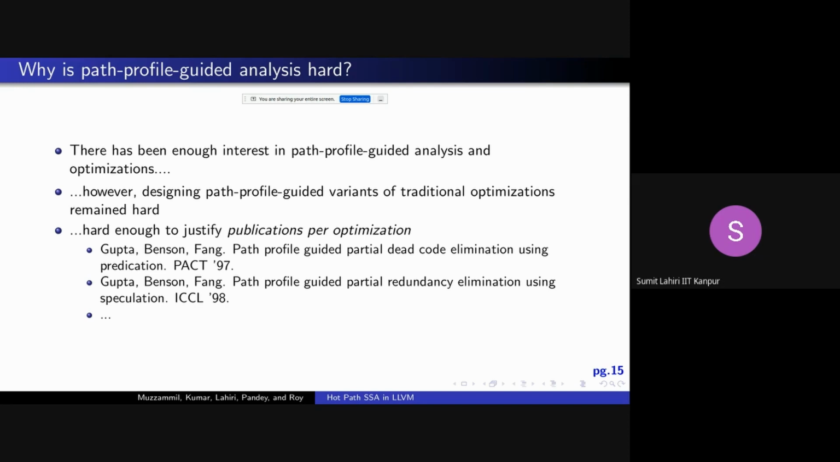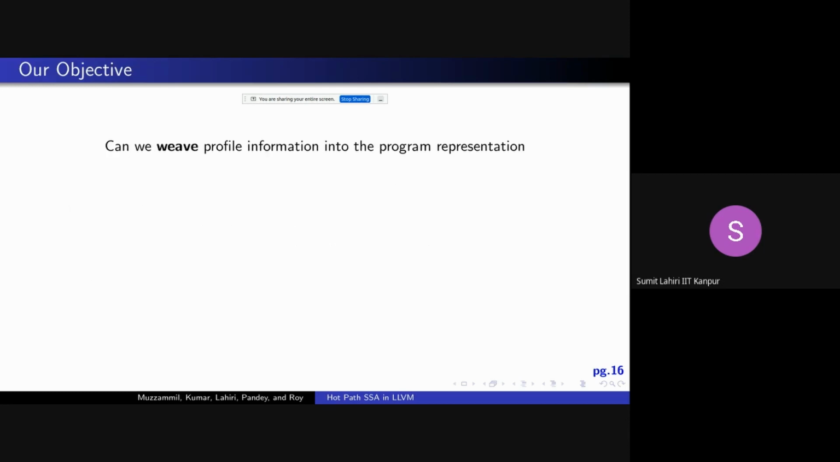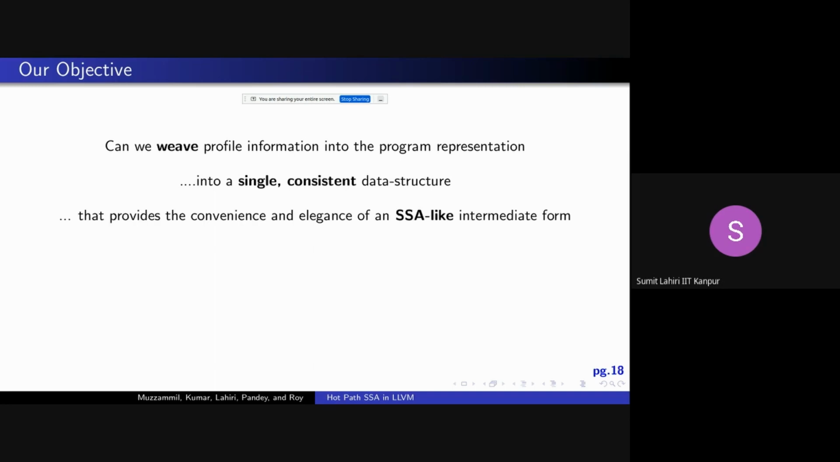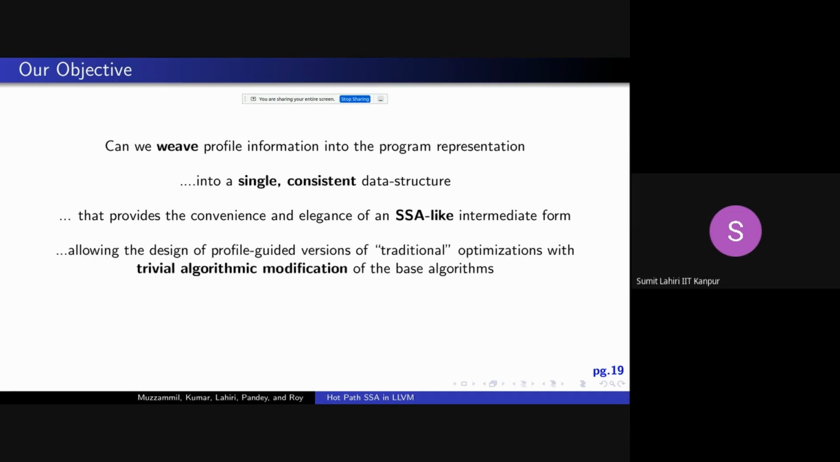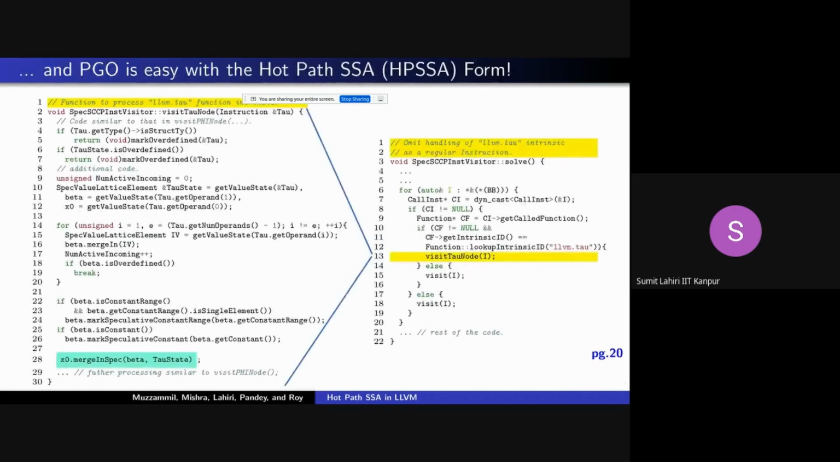So is there some way we can give a representation which unifies the process of writing these optimization passes? The objective is: can we weave the profile information into the program representation as a single consistent data structure that provides the convenience of an SSA-like intermediate form, and also allows for profile guided versions of whatever traditional optimizations are available in compilers? With that objective in mind, we came up with HPSSA.